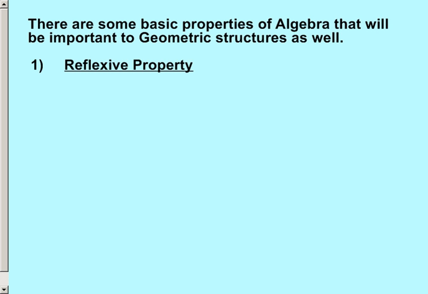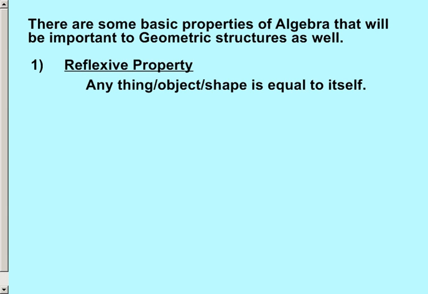The first of the properties we're going to have a look at is what is known as the reflexive property. This one seems very much like common sense, but that's just the way some of these things are. Even the rules that are common sense still need to be rules. And the reflexive property basically says anything or object or shape is equal to itself.